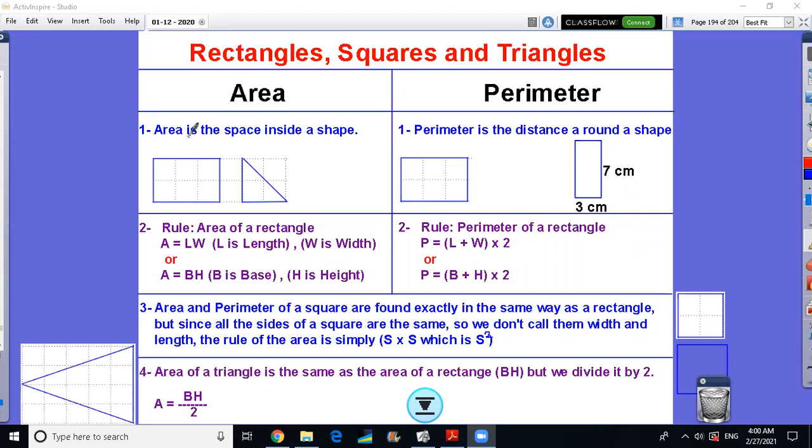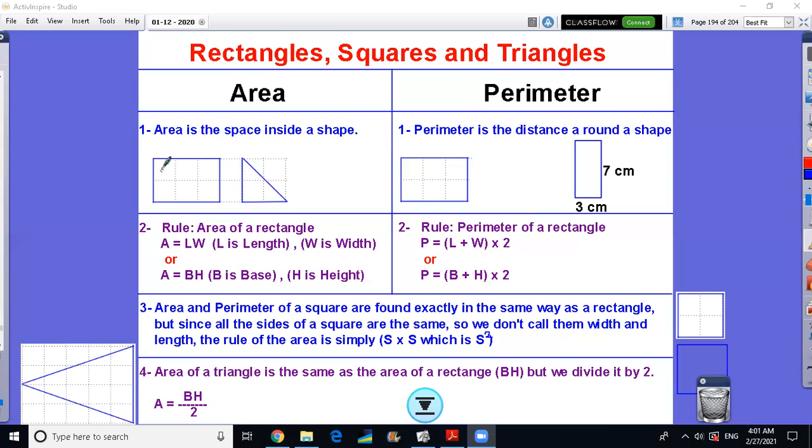What's the meaning of area? As we agreed before, area is the space inside a shape. It's how much a shape can take inside. There is a rule to find the area, but sometimes they don't give you a measurement and they just give you a square grid. They give you squares inside the shape. So they want to know how much this shape can take inside.